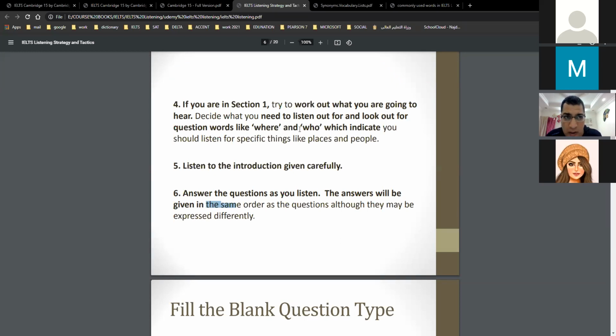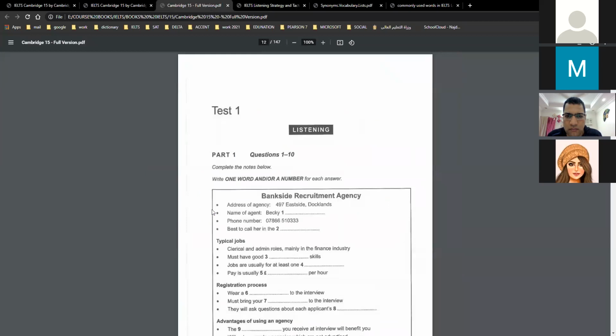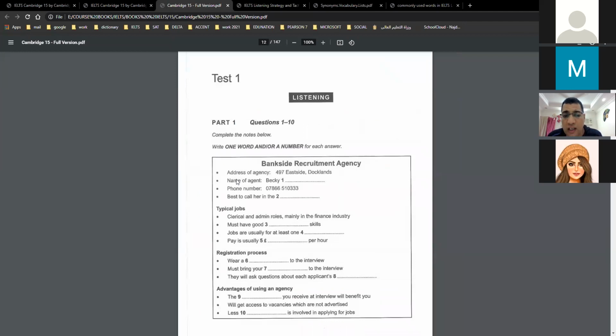Let me show you an example here. This is the last book on the IELTS from Cambridge, book 15, which is the last one. As you see here, he will answer number 1, then he will answer number 2, he will answer 3, then 4, 5, in order. This is very simple, but he will not use the same words. He will use different words.